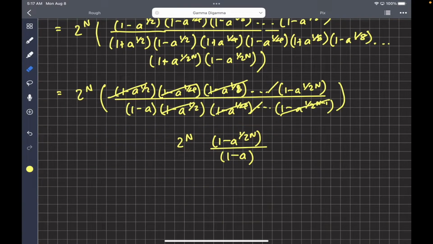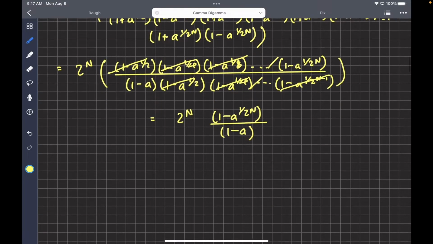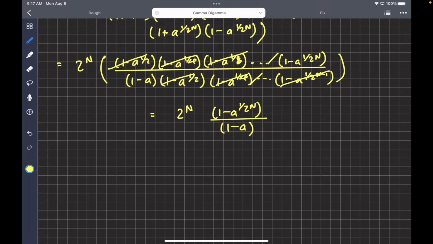But what if we took the limit as n goes to infinity? Well, I'm certain we can allow that, and we can see the limit exists. So let's take the limit as n goes to infinity of the product from n equals 1 to capital N of 2 over 1 plus a to the 1 over 2 to the n, and I have to use a small n for indexing.